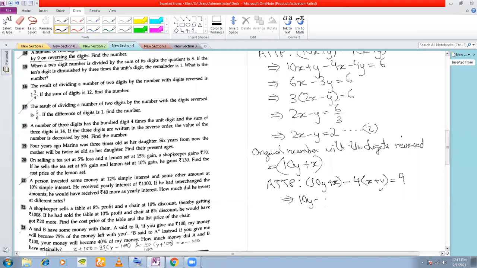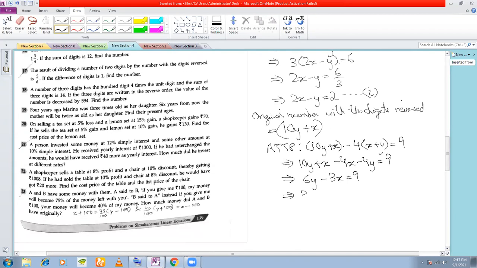So this will give our second equation. 10y plus x minus 4x minus 4y is equal to 9. You need to read the problem carefully, because once you have framed the equations, solving the equations is not a big problem. So you get 6y minus 3x is equal to 9. Now from here you can take 3 common, you get 2y minus x is equal to 9 by 3. Means you get 2y minus x is equal to 3. This is our second equation.